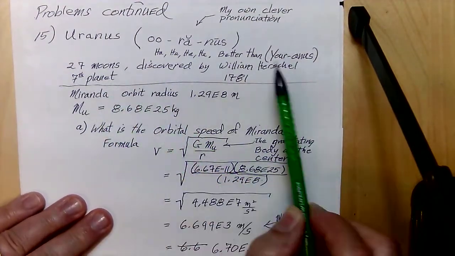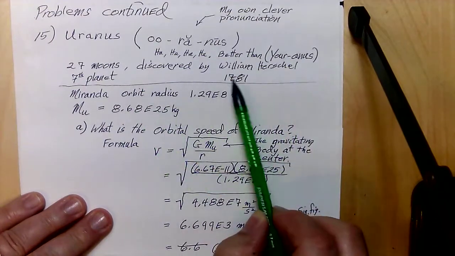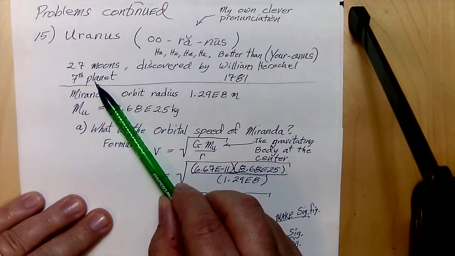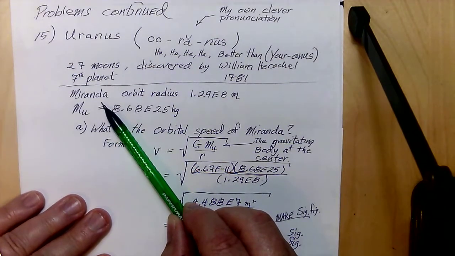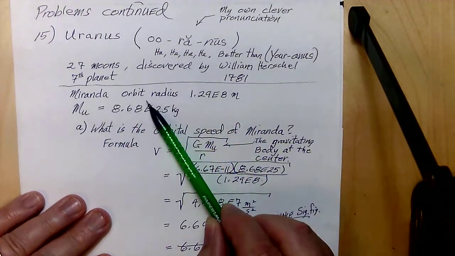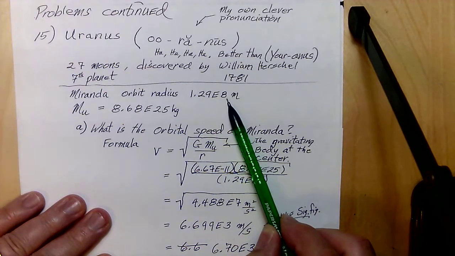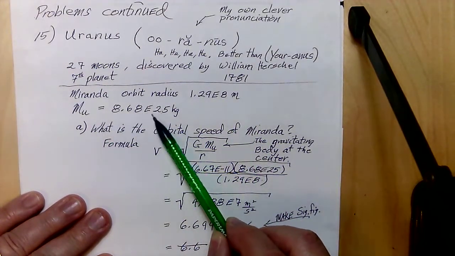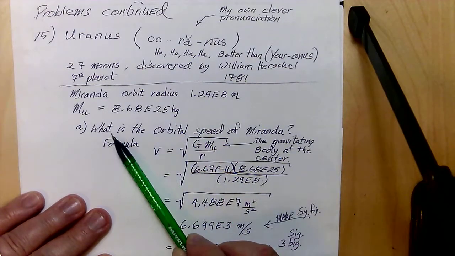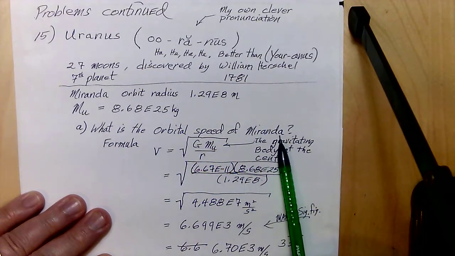Okay, it has 27 moons. It was discovered by Herschel in 1781. It's the 7th planet from the Sun, and Miranda is one of its moons. It has an orbital radius of 1.29 E8 meters. It has a mass of 6.68 E25 kilograms. And what is the orbital speed of Miranda?